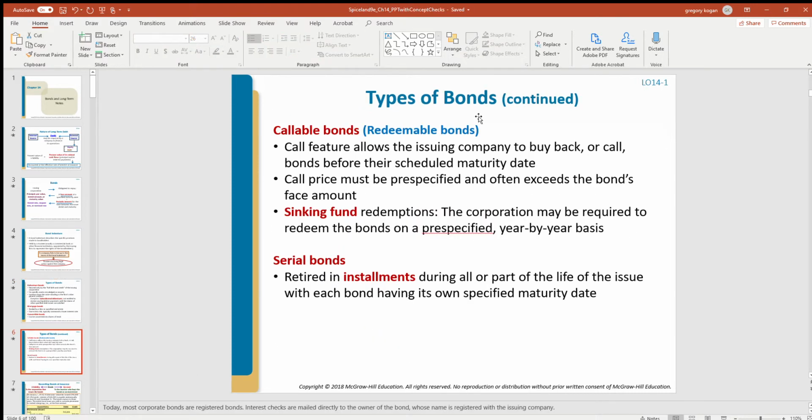Callable bonds mean the issuer can buy them back at a certain price or a certain date prior to maturity. The call price must be pre-specified and often exceeds the bond's face amount. Serial bonds are retired in installments during all or part of the life of the issue, with each bond having its own specified maturity date.